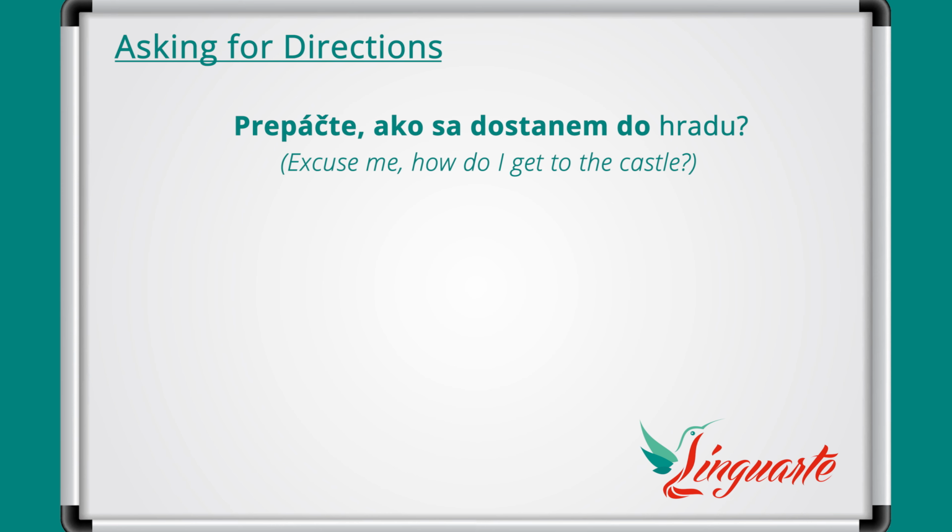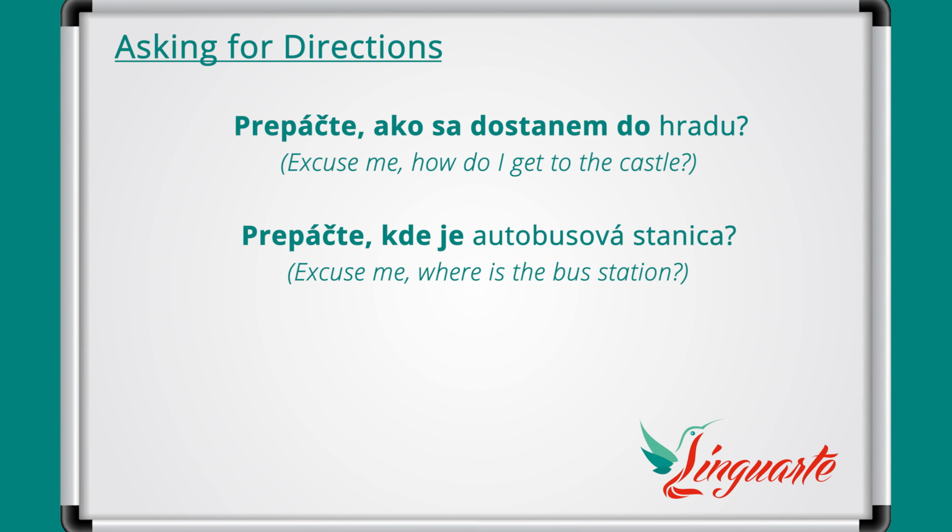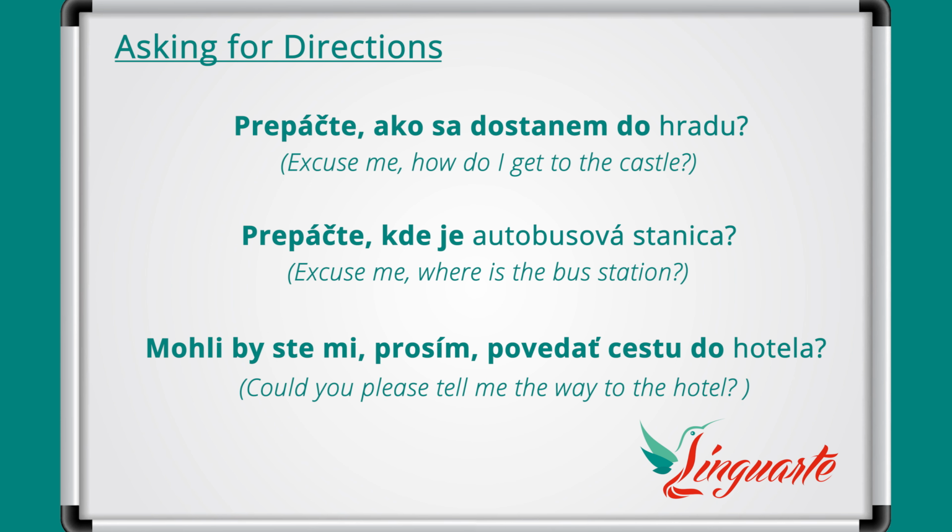In order to ask for directions in Slovak language, we have these possibilities. Excuse me, how do I get to the castle? Prepáčte, ako sa dostanem do hradu? Also, you could ask, excuse me, where is the bus station? Prepáčte, kde je autobusová stanica? Another question would be, could you please tell me the way to the hotel? Mohli by ste mi, prosím, povedať cestu do hotela?